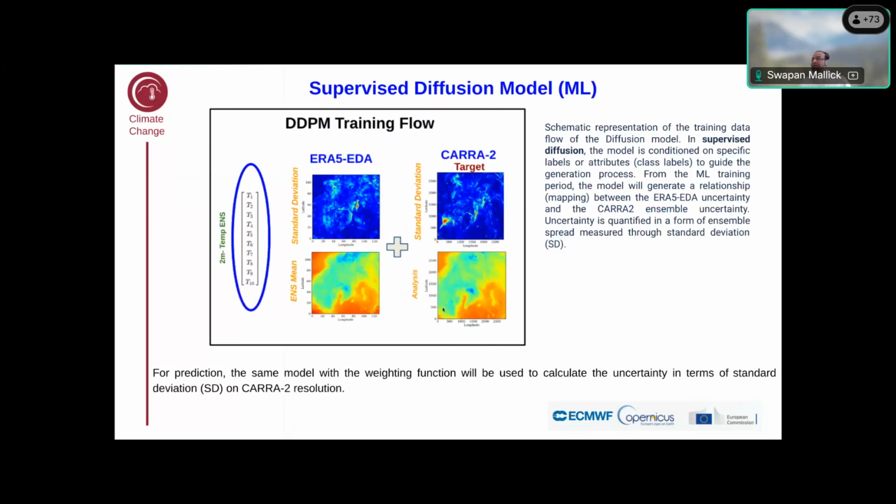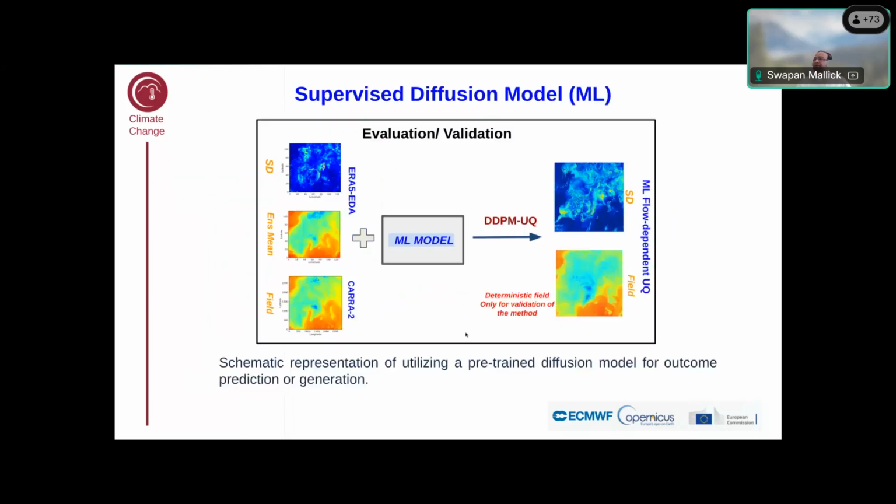And for evaluation and validation, we use the ERA5 EDA uncertainty and ensemble mean with the model output, and it generates the flow-dependent uncertainty, and also the deterministic field with high resolution. It should be noted that this ERA5 EDA input is a very coarse resolution, which is 62 kilometer, whereas CARRA2 is 2.5 kilometer resolution.